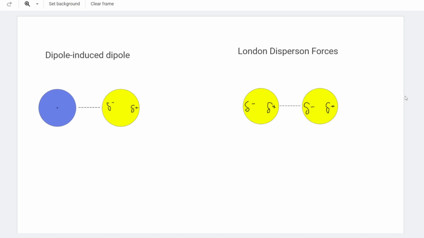Now, I did say these are the weakest of the intermolecular forces. However, if you have enough of them, aka if the molecules are large enough, they can compound and be very, very strong. And that covers the 5 main types of intermolecular forces.